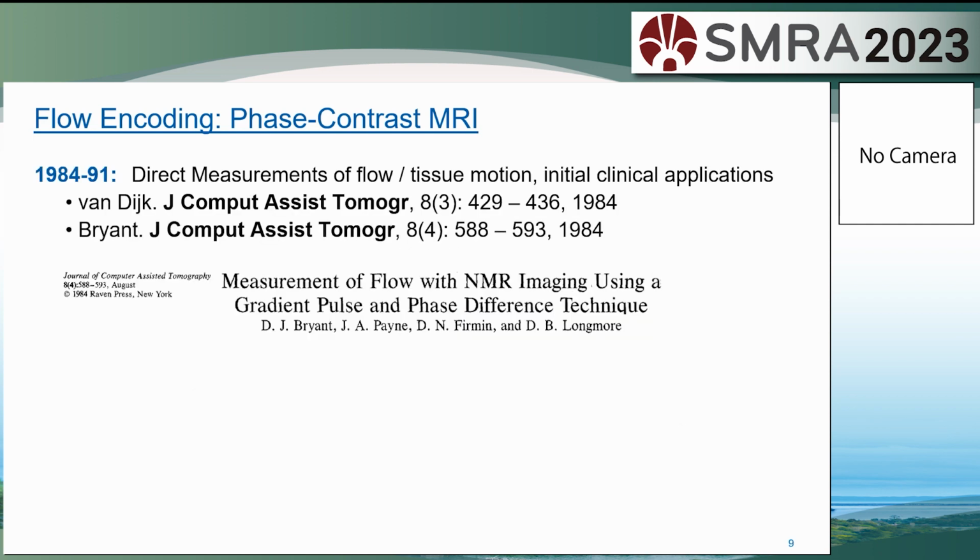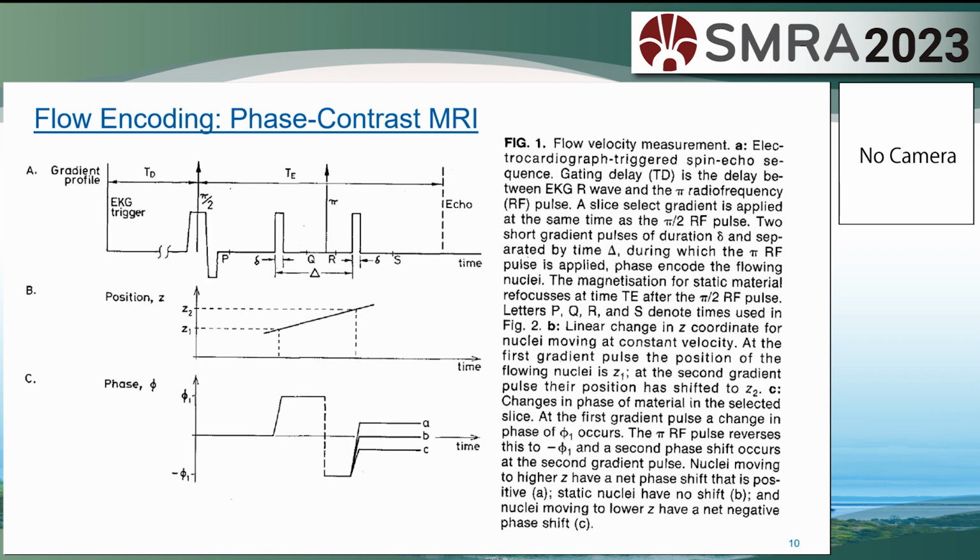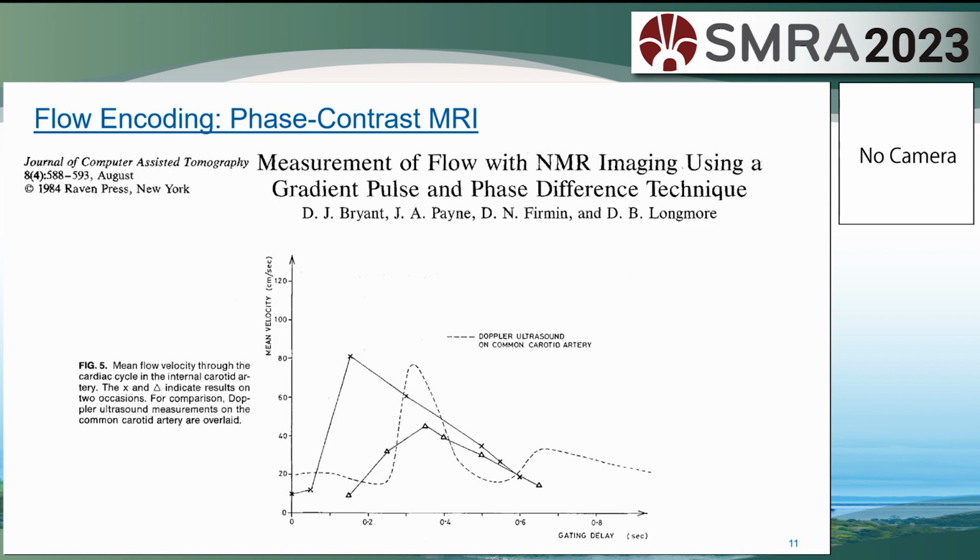Then at about the same time came Bryant with his paper where he applied the phase contrast difference technique, also using a spin echo sequence. He then went on to validate the sequence. Here you see, in this dashed line in the common carotid artery, that he validated his results with Doppler ultrasound. And this is how his validation looked. He wasn't really doing that well, but it was very encouraging back in the day.